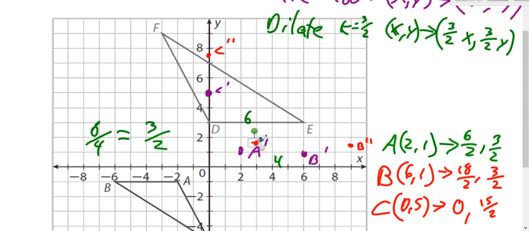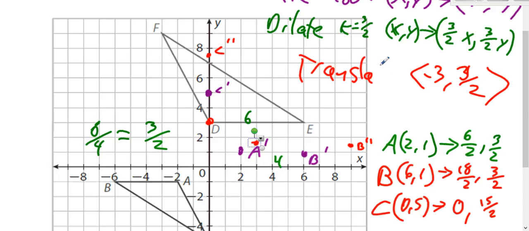to go. So A has to now go 3 to the left and up 1.5. 3 to the left, up 1.5, or you could say 3 halves. Do the same thing with C. 3 to the left, yep, up 1.5, yep. 3 to the left, 1.5, yes. So then your last step is that translation.